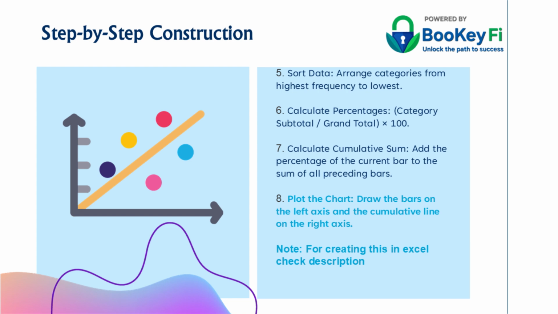Finally, it's time to plot the chart. Draw your bars corresponding to the left axis and then plot the cumulative percentage line using the right axis. If you're looking to create this digitally, I've included the specific steps for Excel in the video description below.